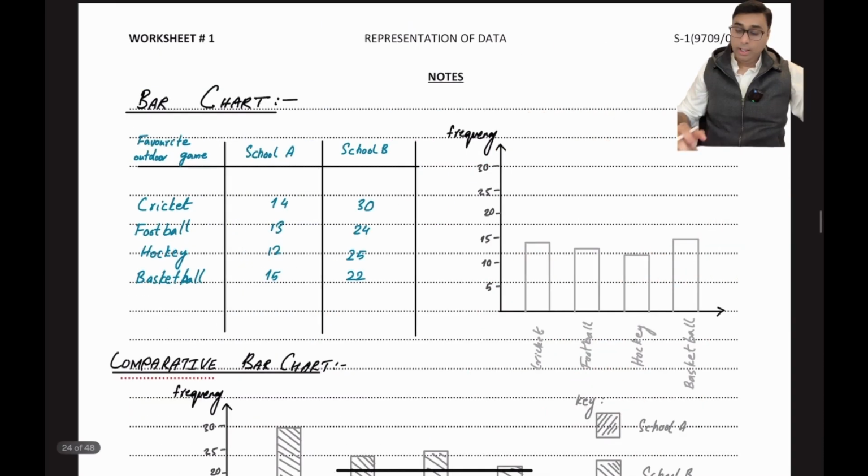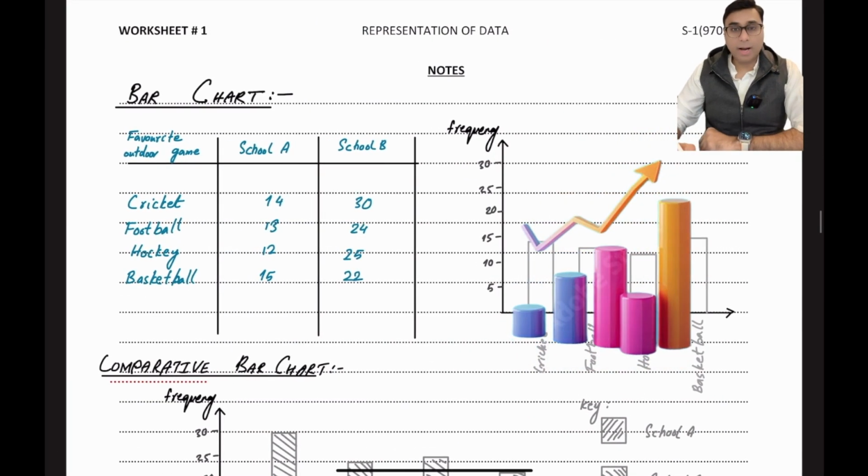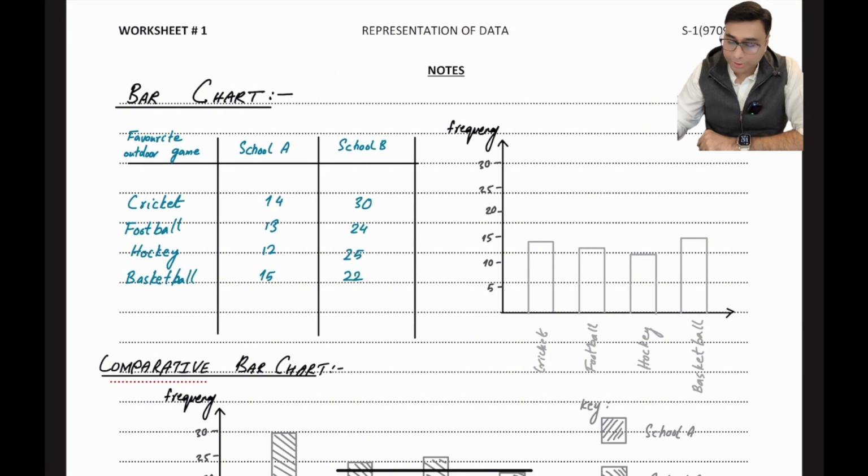The other way by which I can represent qualitative data is by means of a bar chart. So if I have a bar chart and I have to represent a particular data, again, this is the same data that I took from before. What I could do is make rectangular bars with the vertical heights matching the frequencies of that particular category.